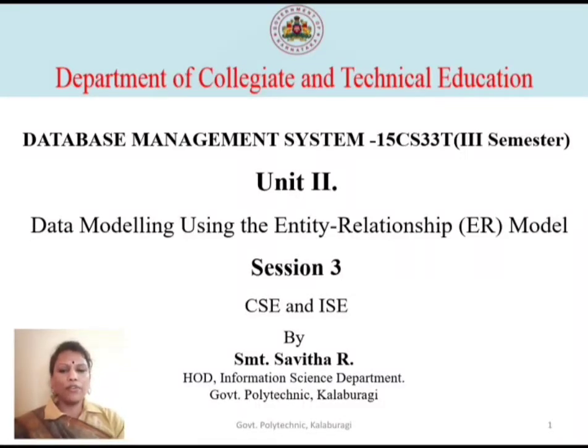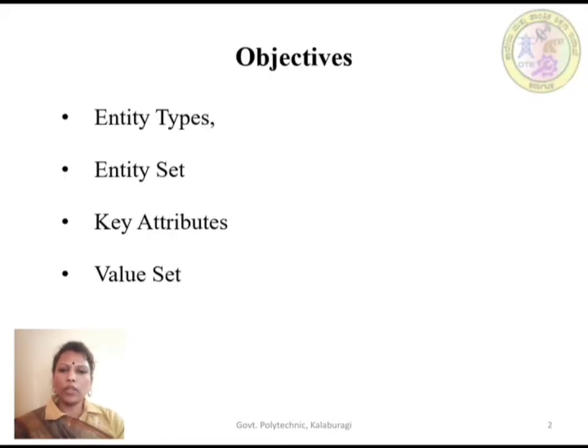Hello students, welcome to the third session of Database Management System Unit 2, that is data modeling using the entity relationship model. In the previous session we have learned what are entities, what are attributes, what are relationships, and also we have learned the different types of attributes. In today's session I am going to explain what are entity types, what are entity sets, what are key attributes, and also value set. Let's start with entity types.